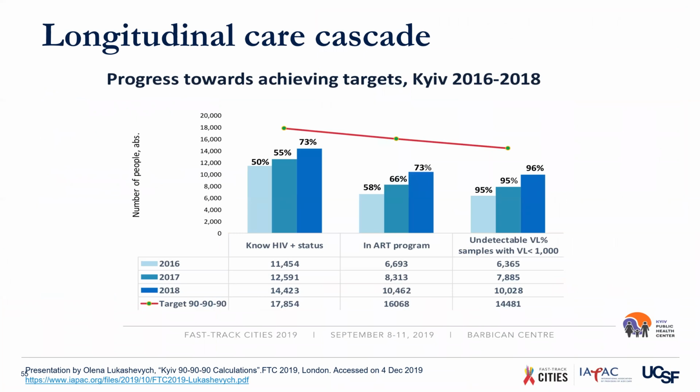Here we also illustrate how the cascades can be used to track progress over time, looking at the years 2016 to 2018. And you can actually compare year-on-year performance across the steps of the cascade towards the UNAIDS global targets.